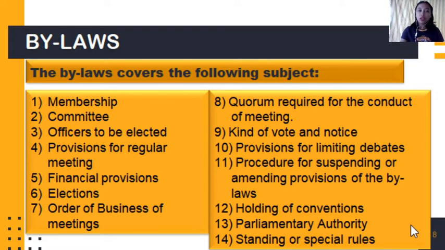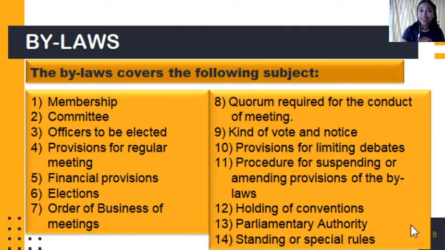Committees: it talks about standing or special committees, how they are to be chosen, and their specific duties and powers. Officers to be elected: it covers the duties of each officer, their powers, etc. regarding the elected officers. We also have provisions for regular meetings, and it includes special meetings, how a special meeting may be called and by whom. We also have financial provisions.